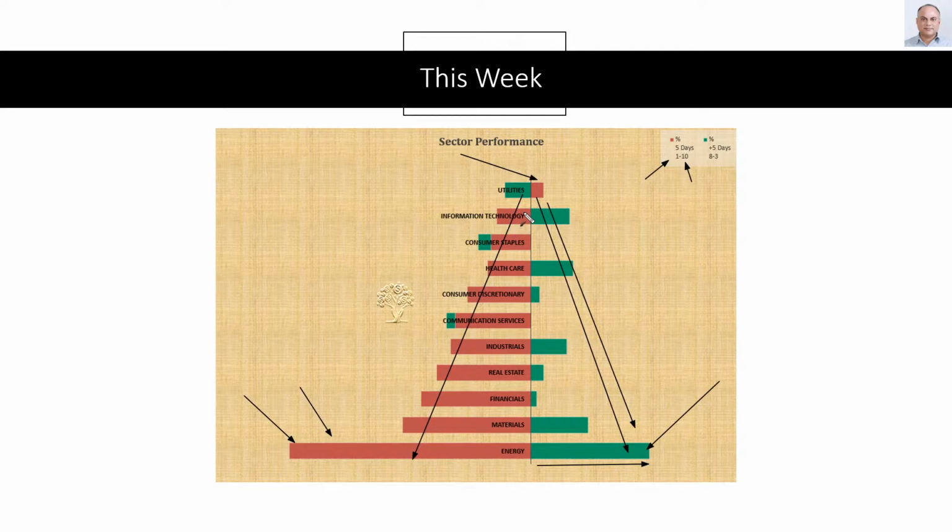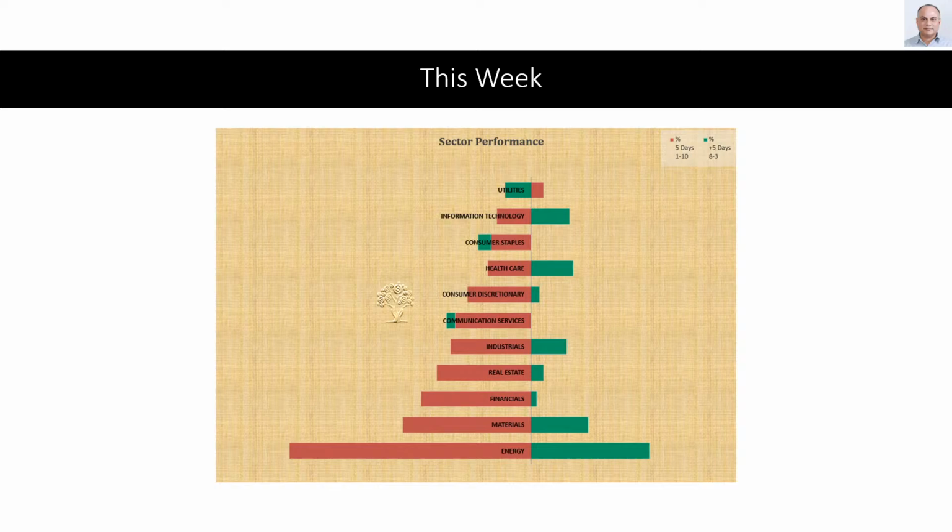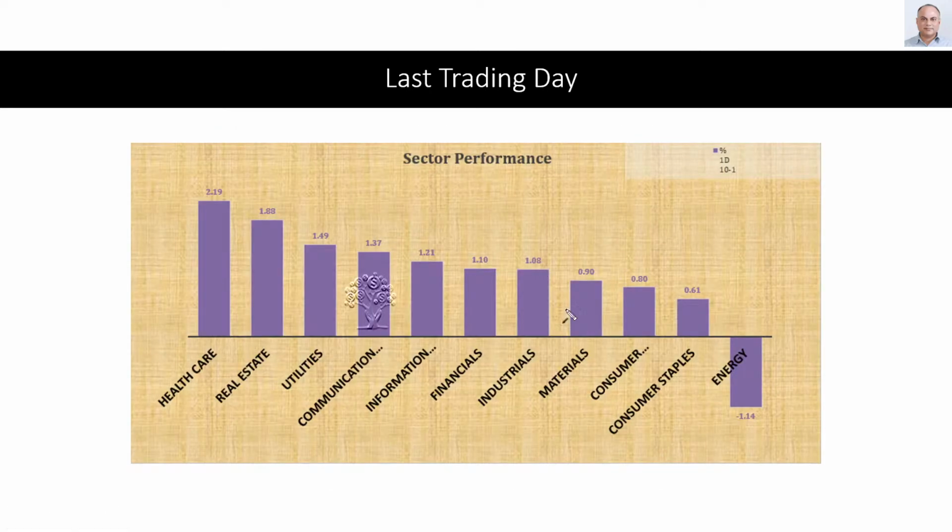Now, 1 week ago, the market was bullish, but that Friday was weak. And this week, the sectors are bearish for the week. However, how was Friday? This is Friday, the last trading day's performance. Friday is actually strong. 10 sectors went up, only one went down, that is energy.